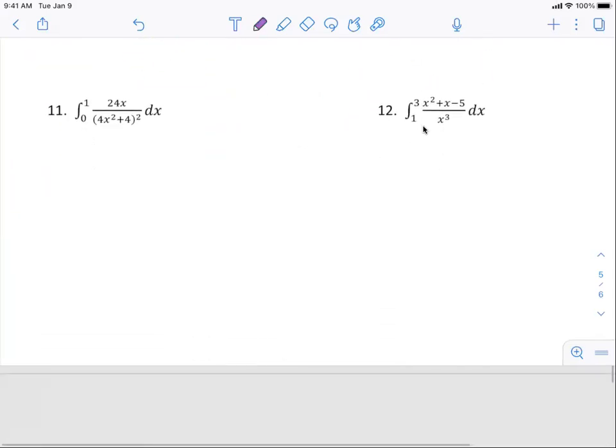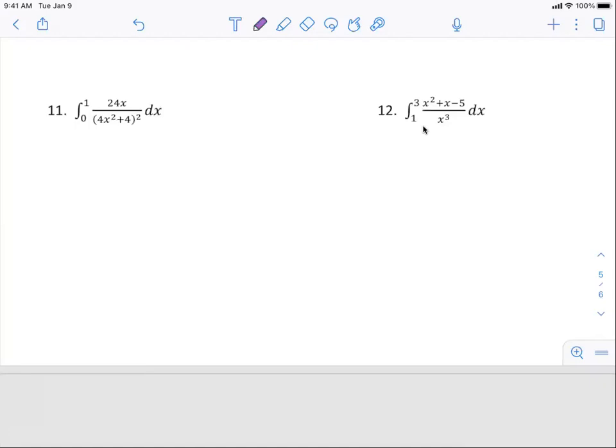The last two are definite integrals, but that does not change the process really any, except for maybe having to consider your limits of integration. So for number 11, not a basic rule, no way to rewrite it. You could FOIL out the 4x squared plus 4 squared, but that still isn't going to really get us anywhere. So then we look at inverse trig. No, because of the squared in the denominator.